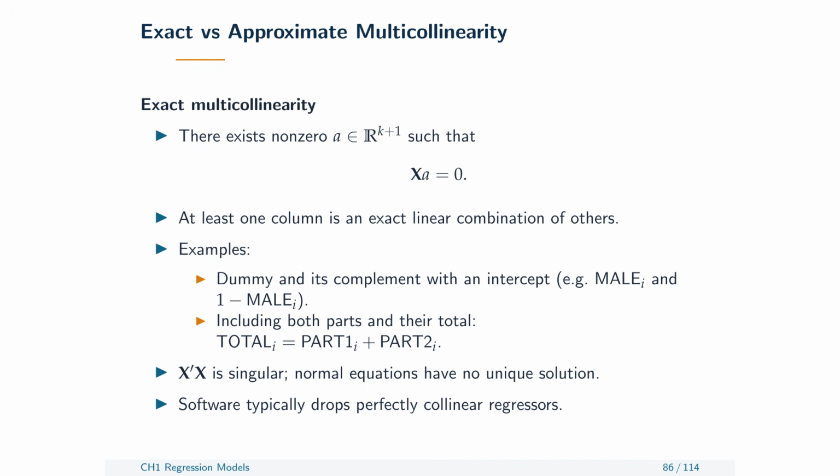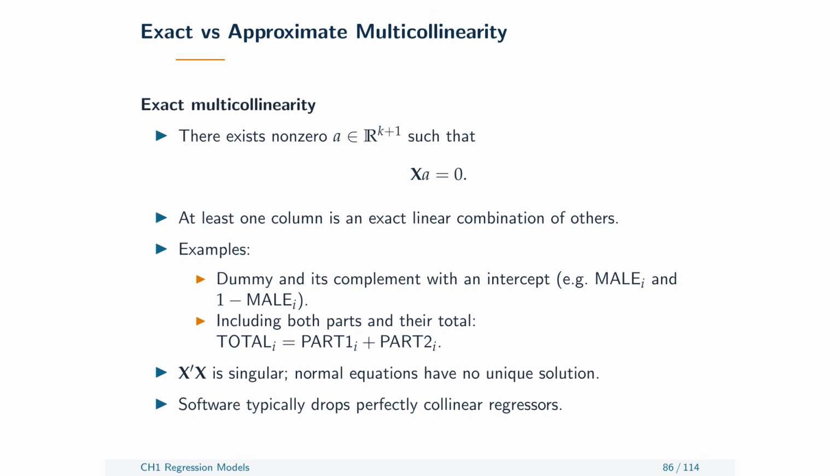Exact multicollinearity means that one regressor is an exact linear combination of others, including an intercept. A male indicator and its female complement is one example, and including two components and their exact total is another. The regressor cross-product matrix is then singular, so the normal equations do not have a unique coefficient solution. The separate effects cannot be recovered from that parameterization.